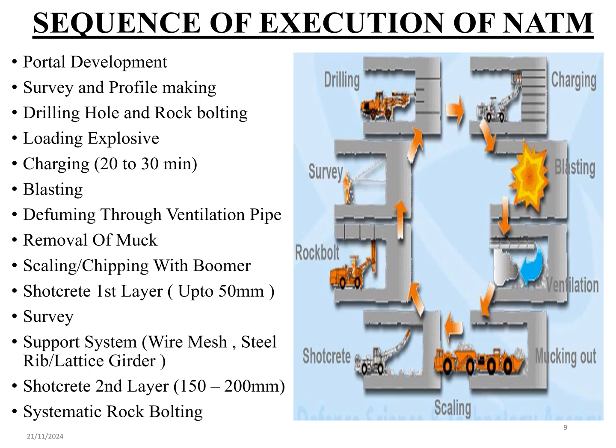This slide contains the sequence of important steps involved in the execution of NATM during tunnel construction. These steps are portal development, survey and profile making, drilling holes and rock bolting, loading explosives, charging up to 20 to 30 minutes, blasting, defuming through ventilation pipe, removal of muck, scaling or chipping with the help of a breaker, first layer of shotcreting up to 50 mm, surveying, support system with the help of wire mesh, steel ribs or lattice girders, second layer of shotcreting up to 150 to 200 mm, and lastly, systematic rock bolting. The following steps are discussed in detail in the upcoming slides.